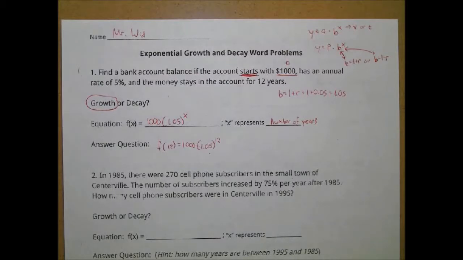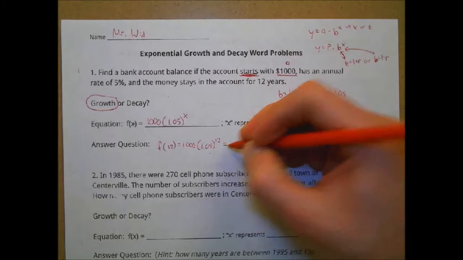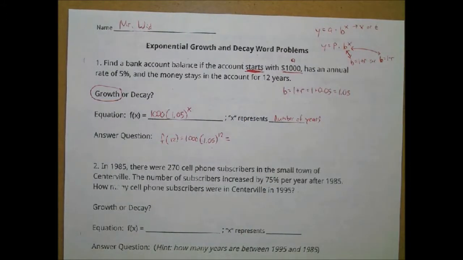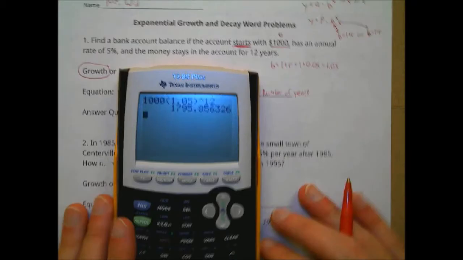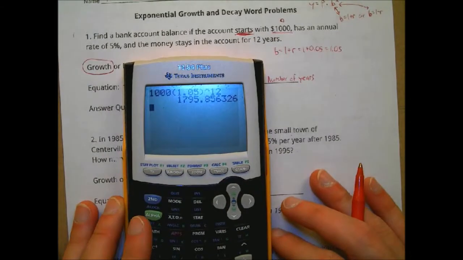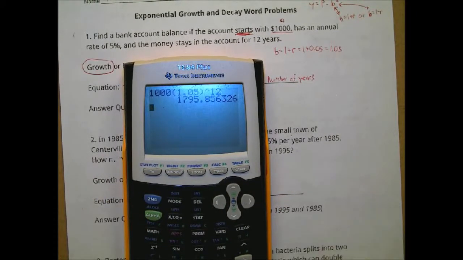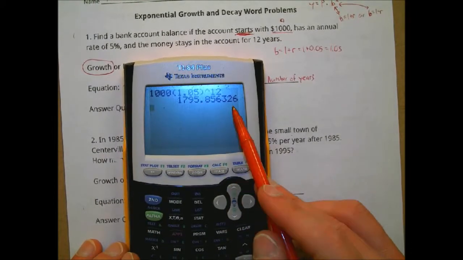Type that in your calculator, see what you get there. Someone got an answer for me? What we got? $1,795.86. Okay, yeah, so if you look here, there it is typed in, 1,000, parentheses, 1.05 to the 12th. You can see we get this long decimal here, but John rounded to 2 decimal places.